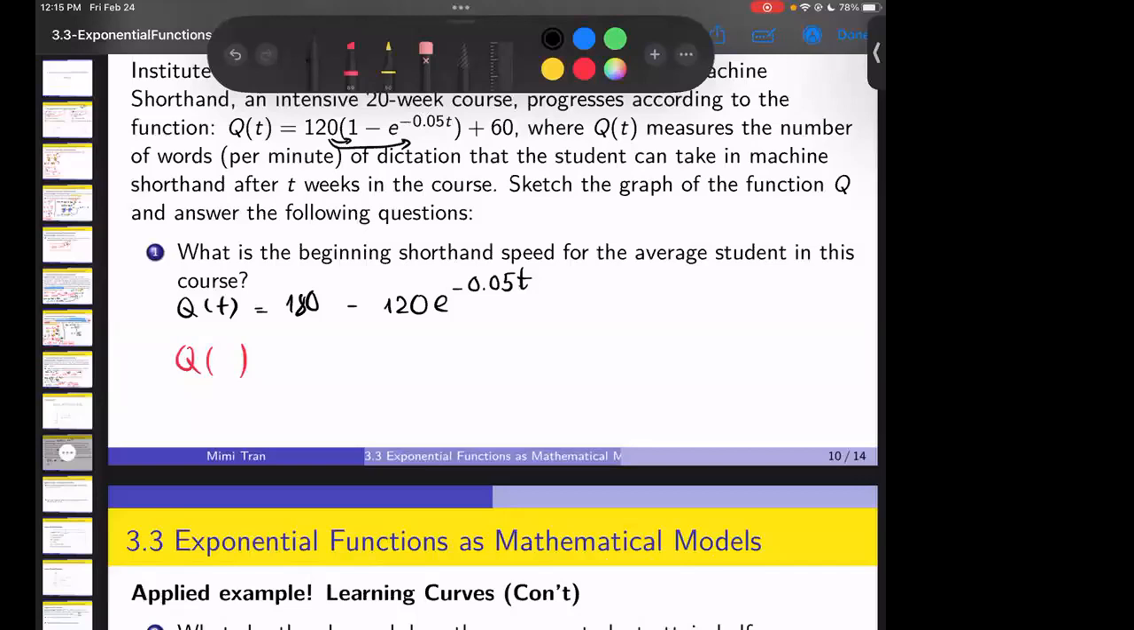Q of 0. So 180. Maybe I'll use black for the whole thing and then 0 for red, because I wrote the function in black at first. It's going to be 180 minus 120 e to the negative 0.05 times 0. I hope nobody is taking out your calculator at this point. 0 to the 0. Anything to the 0 is what? 1, right?